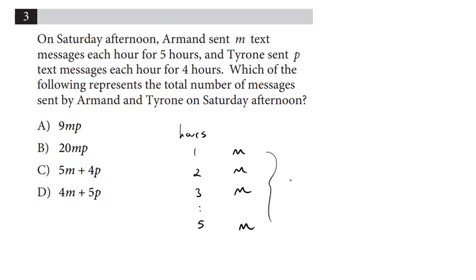So in total there's 5 lots of M, 5 groups of M messages. For example, if M was 2, 2 + 2 + 2 + 2 + 2 is 10, and 5 times 2 is 10. So 5M for Armand. And if you do the same thing for Tyrone, he's sending P text messages each hour for 4 hours, so it's going to be 4P. So it's 5M + 4P.